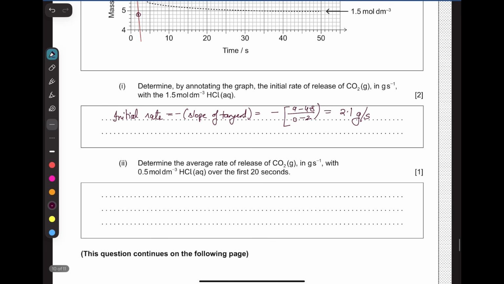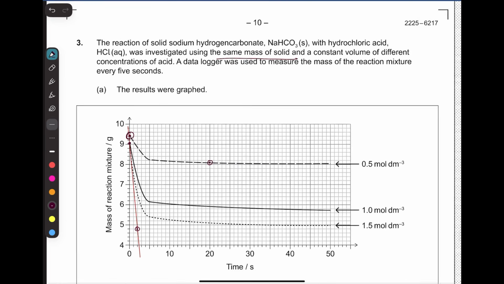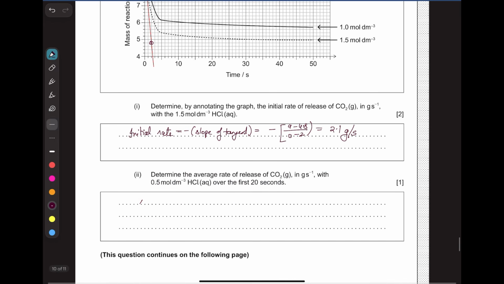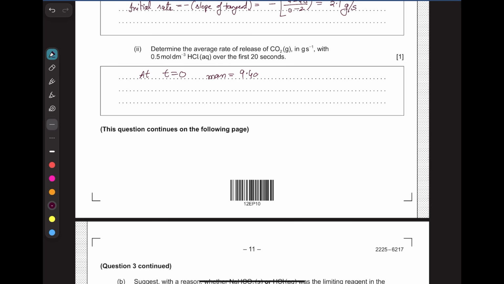Next, determine the average release of CO2 with 0.15 mol per dm³ HCl for the first 20 seconds. So this is the graph, and this is the initial case. At 20 seconds, this would be the final case. Initially, at t equals 0, the mass would be, this is 9 and then 2 blocks up, so 9.4 grams. At t equals 20 seconds, we have to find the mass.